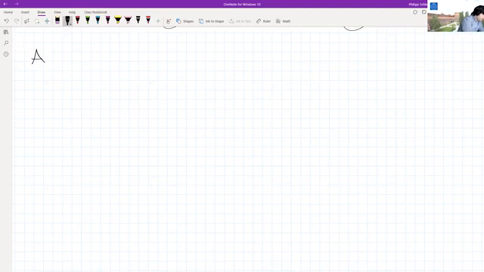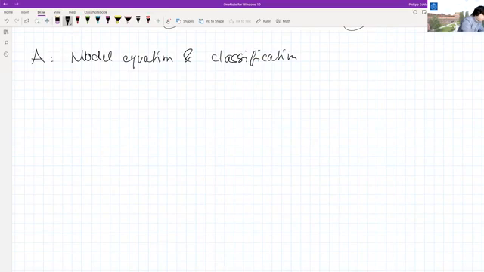Essentially, I have three parts: A, B, and C that I will go through. And part A is about model equations and classification. So that's where we would like to start.